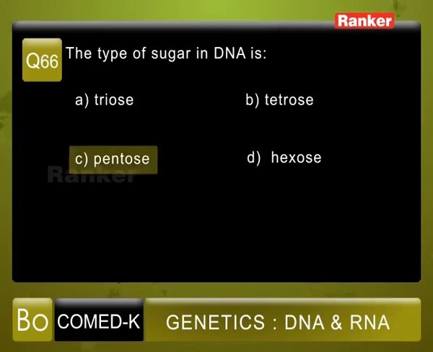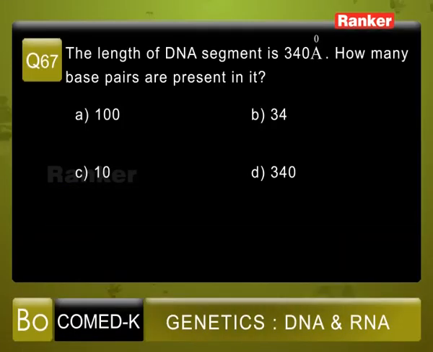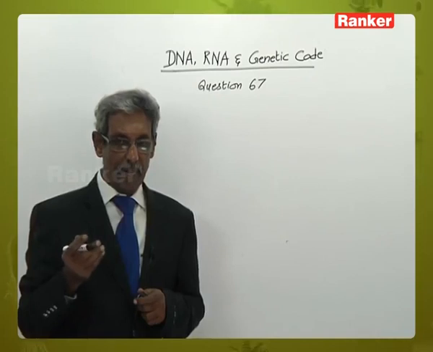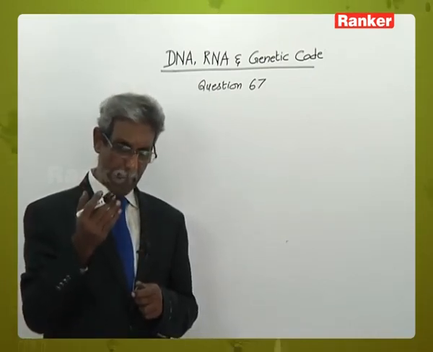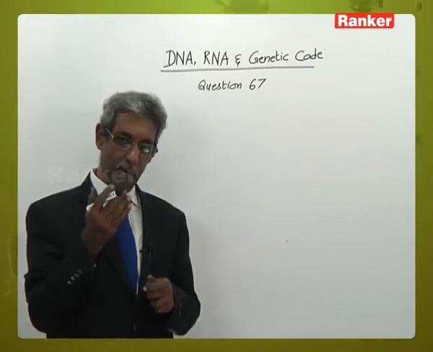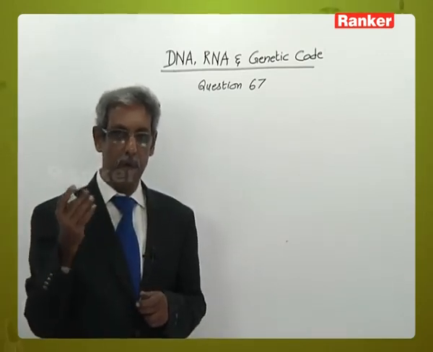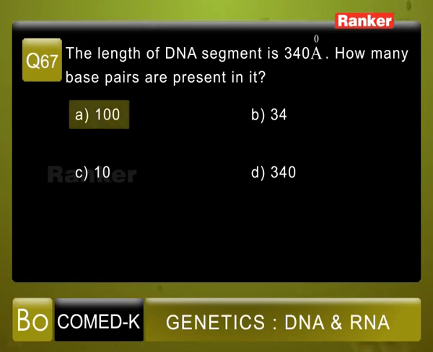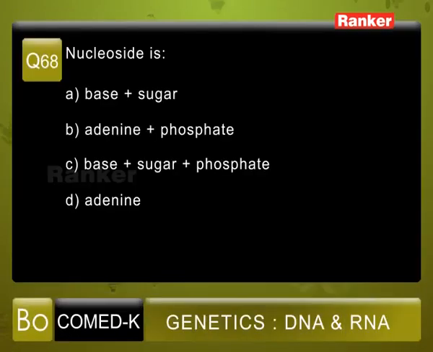Question number 67. The length of the DNA segment is 340 angstrom units. How many base pairs are present in it? We understand that because there are 340 angstrom units, and one turn is 34 angstrom units with 10 base pairs, 340 divided by 34 is equal to 10 turns, giving 100 base pairs. Hence the answer is A. The 68th question asks, what is a nucleoside?